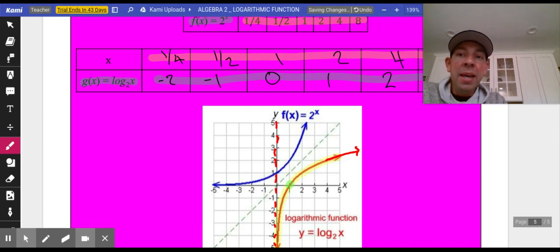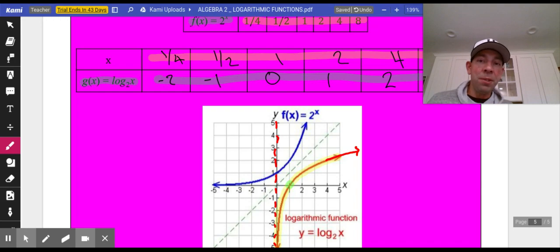Anyway, that's a quick recap of converting from logarithmic to exponential and vice versa. Hope you feel pretty good about it. We're going to get a little more practice under our belt and really be awesome at this.